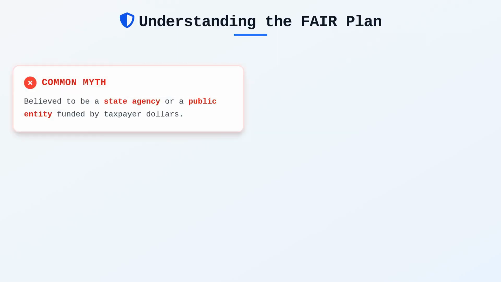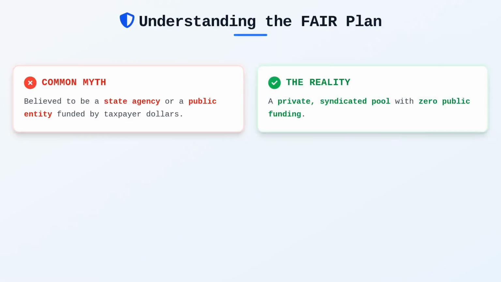A common misconception among applicants and some practitioners is that the FAIR Plan is a state agency or a public entity funded by taxpayers. In reality, the operational framework contains absolutely no state, federal, or local public funding whatsoever. The entire apparatus is structured as an involuntary, syndicated fire insurance pool consisting of all private insurers licensed to write property and casualty business within the state of California.